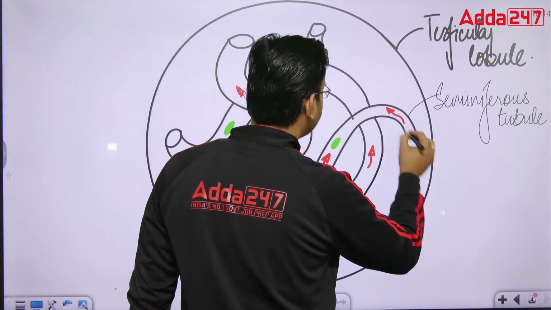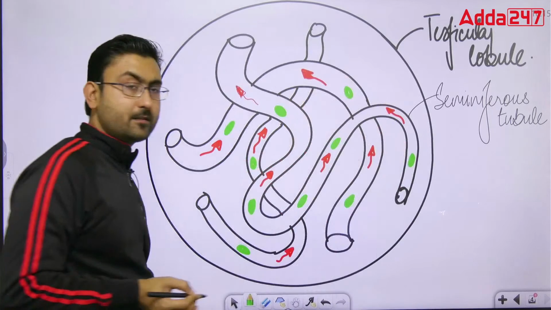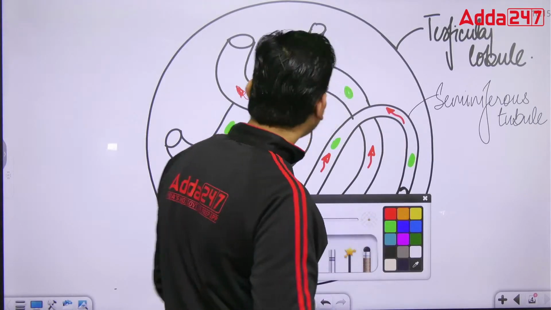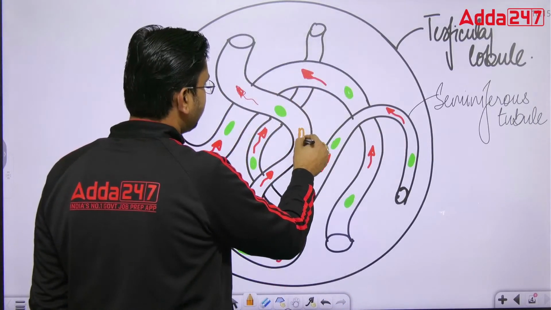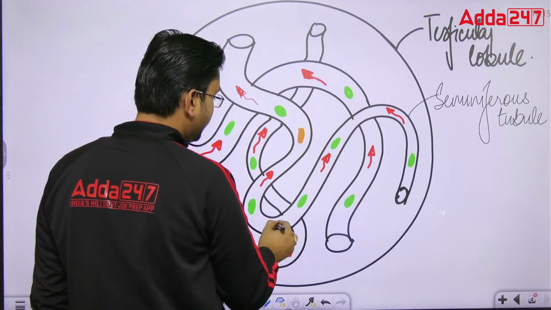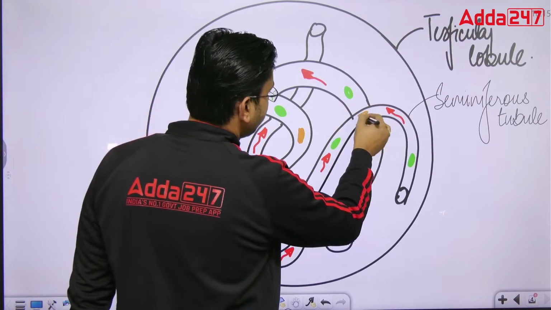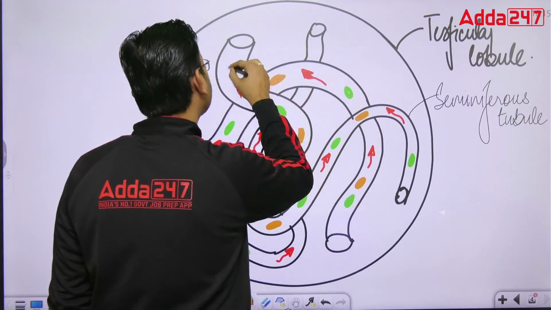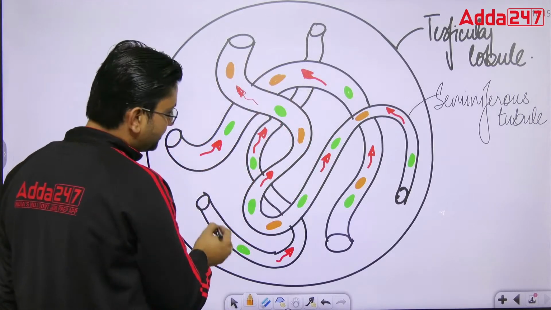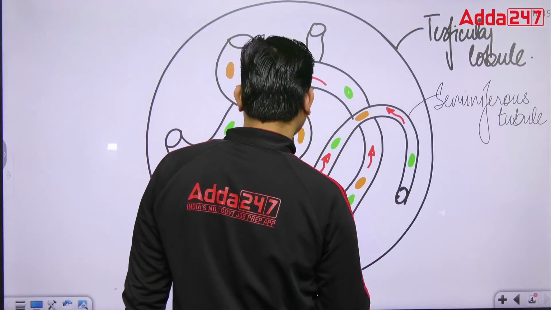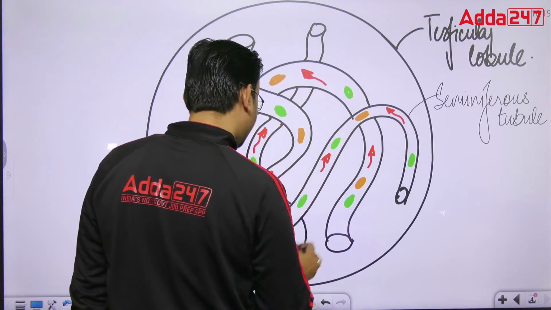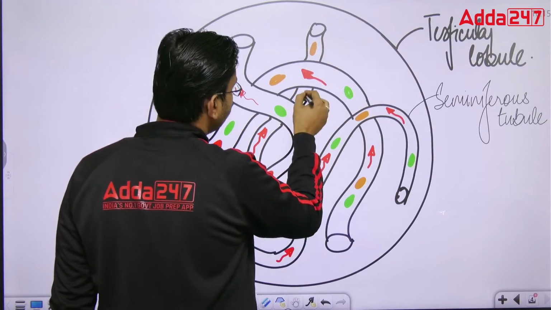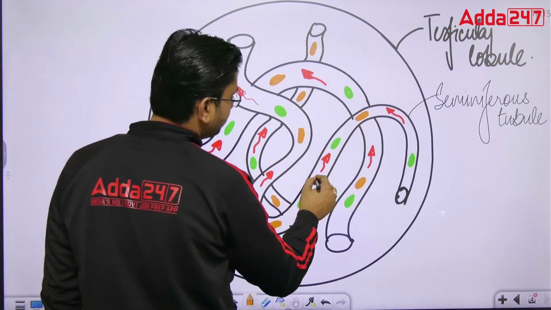I hope it is pretty much clear to every one of you attending the session. So these are Sertoli cells which provide nutrition to the developing spermatozoon. Apart from that, there are some specialized cells called interstitial cells of Leydig. These are interstitial cells of Leydig, which secrete androgens. Androgens को वो secrete करते हैं. And androgens are male sex hormones in which the major or the main male sex hormone is testosterone.